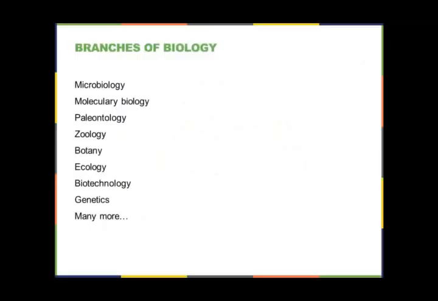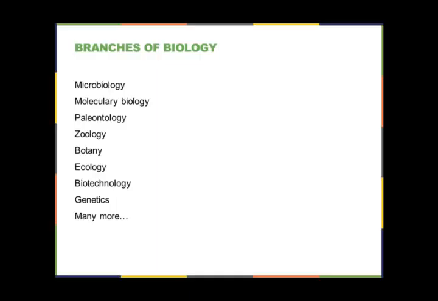So when we look at the branches of biology, there are several. These are just a few examples. Microbiology focuses on things that are microscopic, looked at underneath the microscope. So a lot of bacteria are studied in that field, as well as other microscopic single-celled organisms. It also includes organisms that are a little bit larger but have a microscopic phase, such as the parasitic worms.